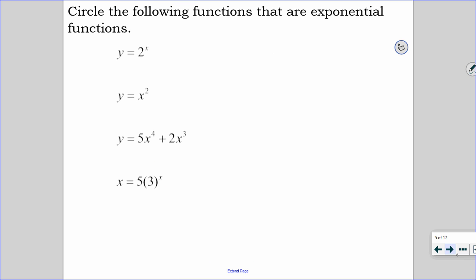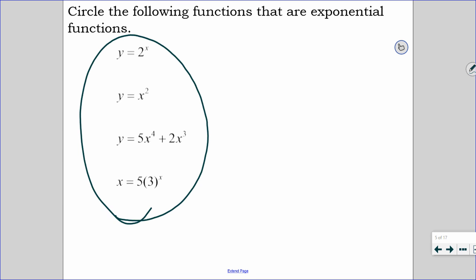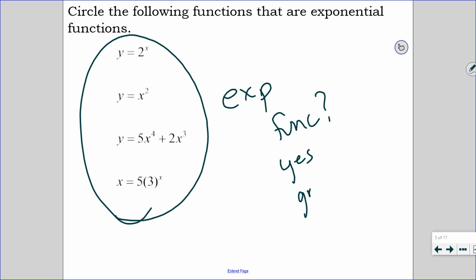All right, so here are a couple. Tell me whether they are exponential functions or not. So are they exponential functions? And if it's a yes, tell me whether it's a growth or a decay. Is it an exponential function? Is it a growth or a decay?